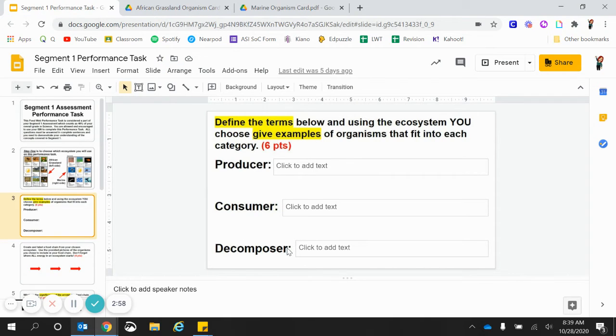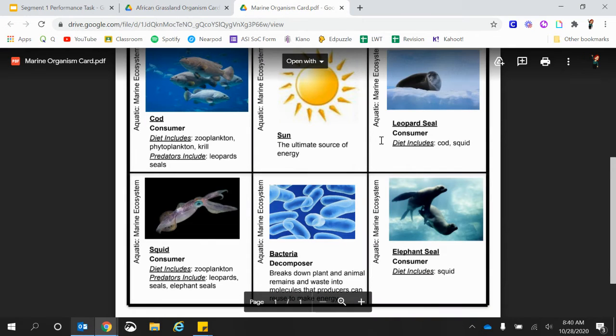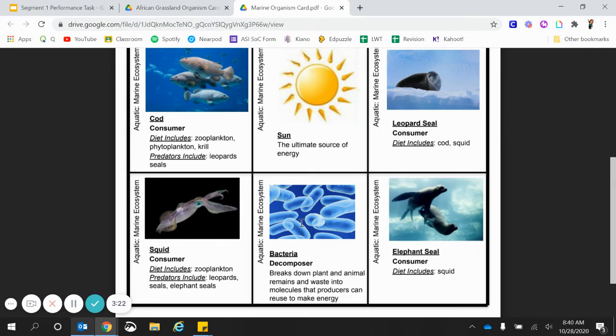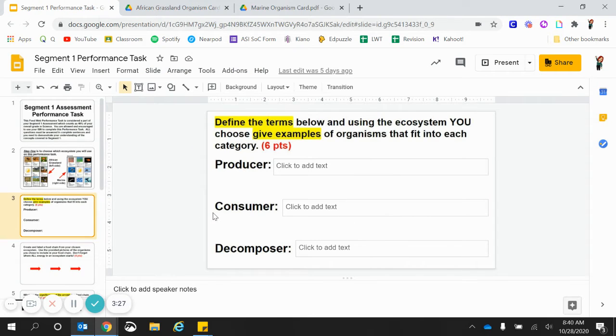And then a decomposer is an organism that breaks down dead or decaying material. A few of you lost points because you said the word eat. Decomposers don't eat. They break down dead or decaying material through a chemical reaction. In the grassland, it was your fungi. And then in the marine ecosystem, it was the bacteria. So that was slide 3. Again, I was also looking for full, complete sentences.